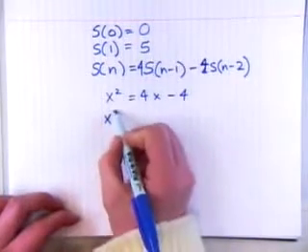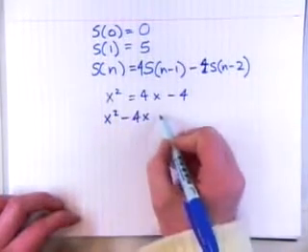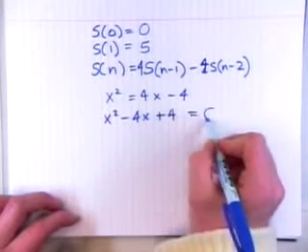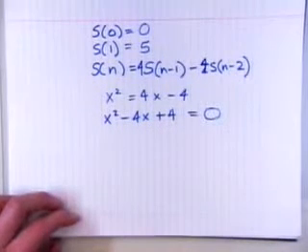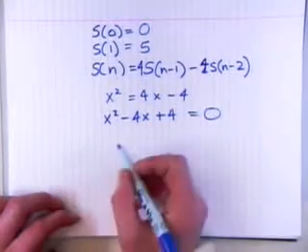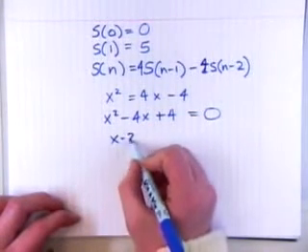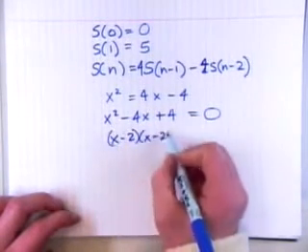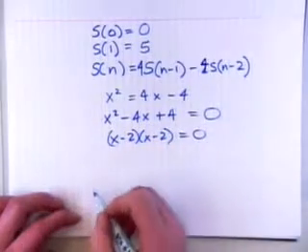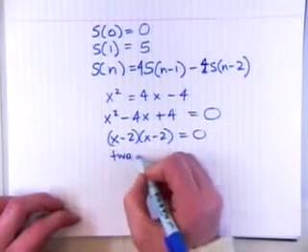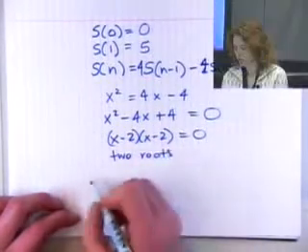And then I just solve this for 0. Then I use the quadratic formula or factoring. This happens to be x minus 2 squared. So I don't even have to use the quadratic formula for that. So I have 2 roots. So what do I do if I have 2 roots?